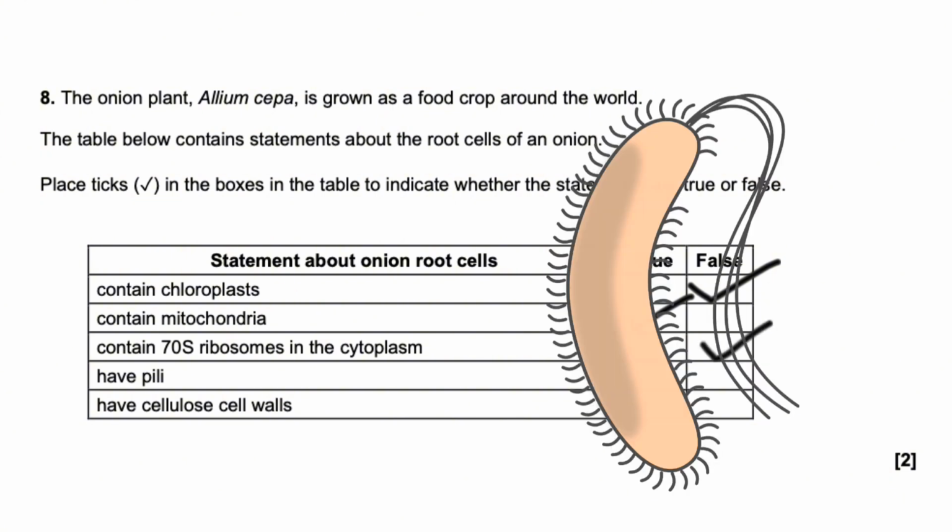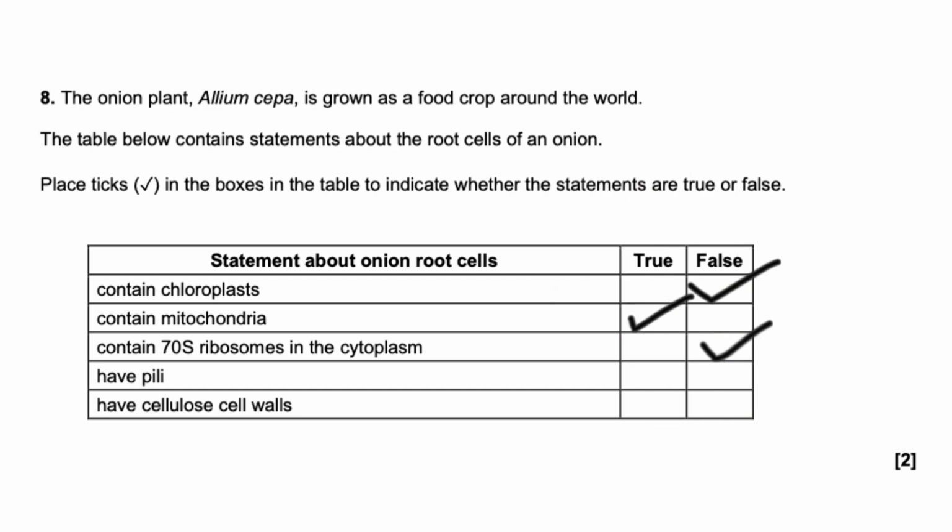Pili is a kind of extension that's found on prokaryotic cells, and since we know that plant cells and so onion root cells are not prokaryotic cells, then we can put the answer as false. Has cellulose cell walls. Onion root cells are plant cells and all plant cells have cellulose cell walls, so the answer is true.